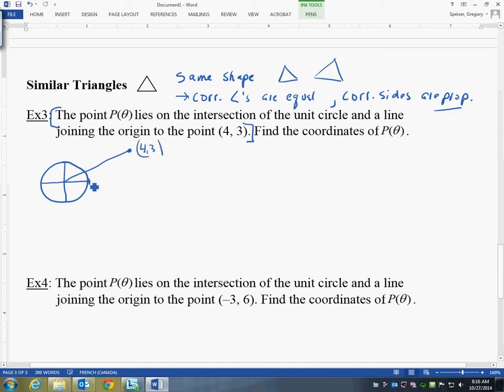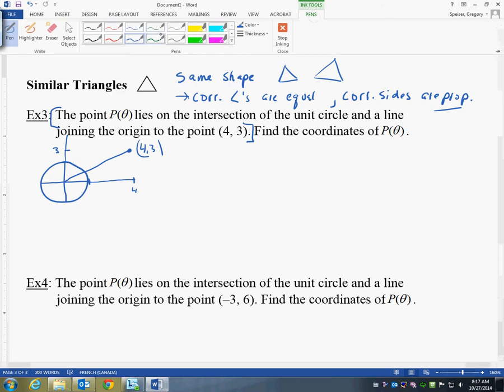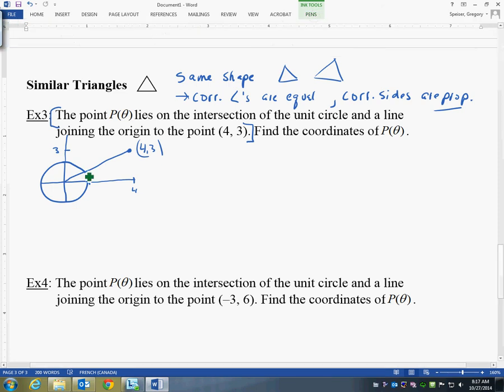Right, if I extend this line out, and if I extend that line out here, this would be where x is 4, and this would be where y is 3, and clearly it's bigger, it's outside of the unit circle. Where's the point? I think it's time for some green here. Where's the point, or what's the point? It's P theta, it's right there. Okay, there's my P theta. That's the point there. Find the coordinates. In other words, what we're asked to do is find P theta is equal to x comma y. We're supposed to figure out what's this x value and what's the y value.